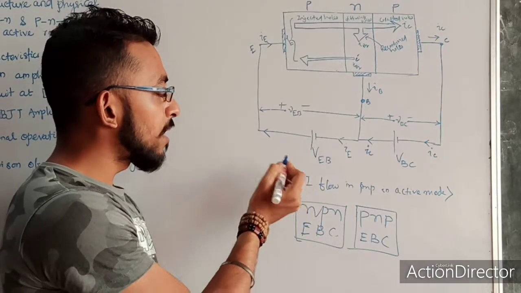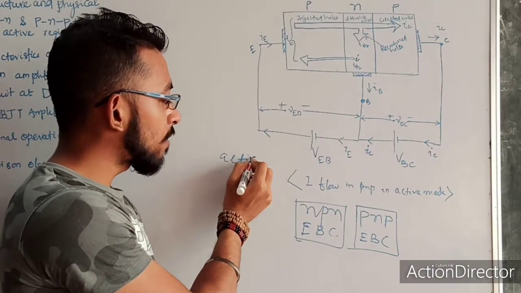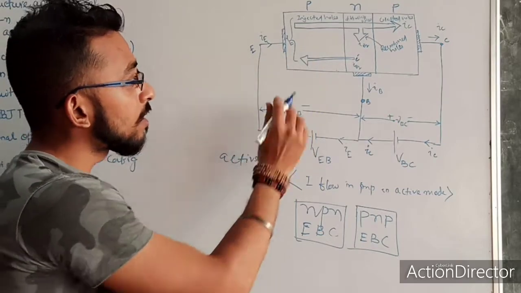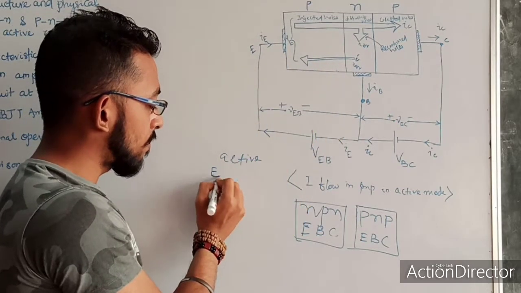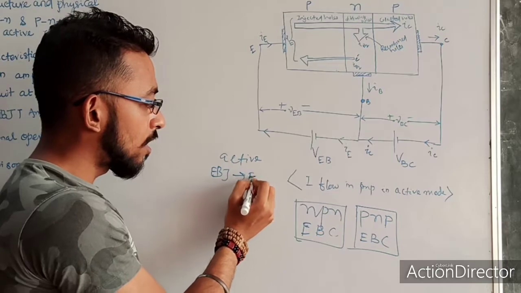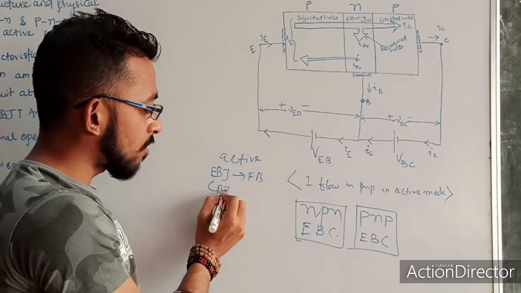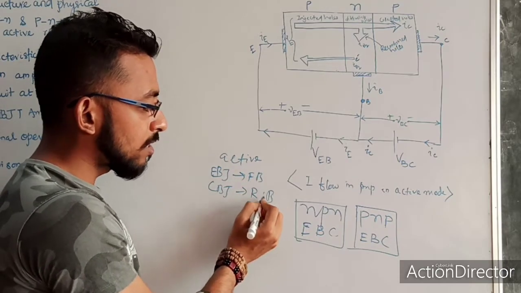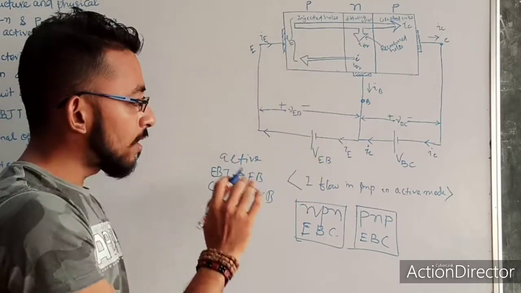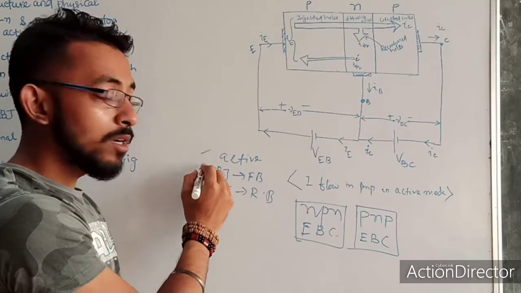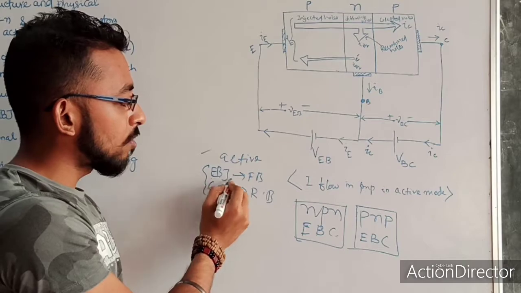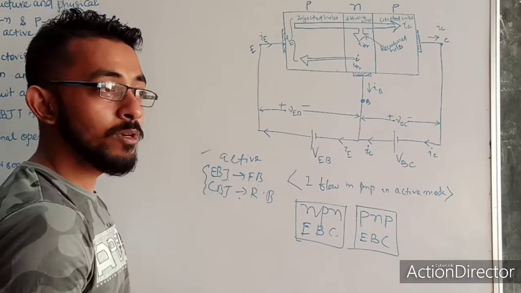So in our NPN, how was it becoming active mode? When our emitter base junction was in forward bias and collector base junction was in reverse bias. Here also in PNP, for active mode, this same condition will be applied. Emitter base junction will be forward biased, collector base junction will be reverse biased.